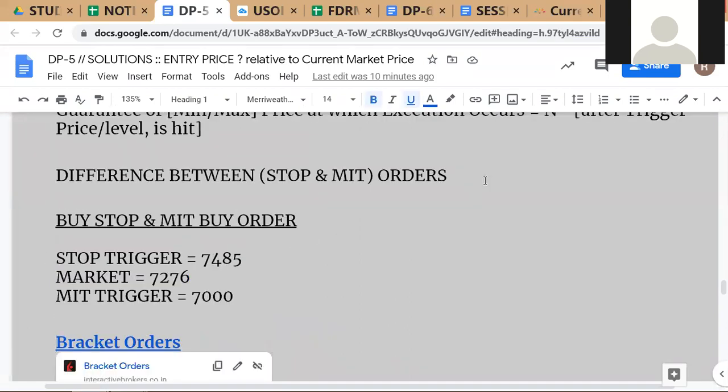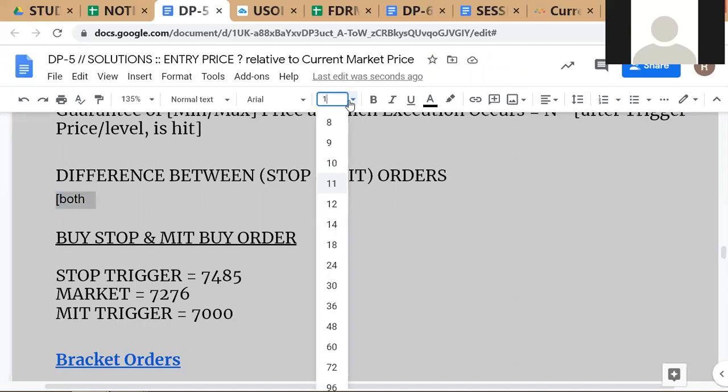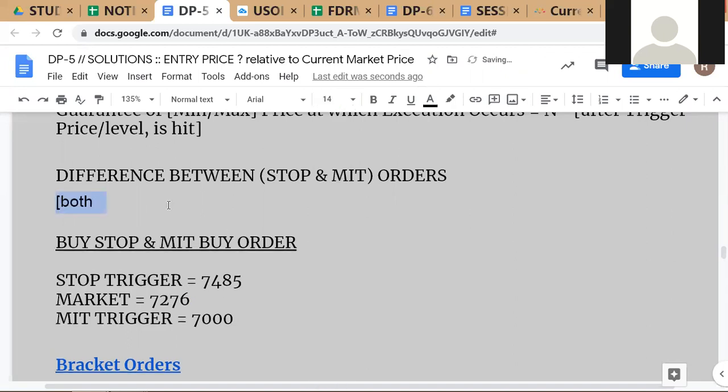Difference between stop and MIT orders. Now, why do we talk about differences? Usually we talk about differences because both are conditional.